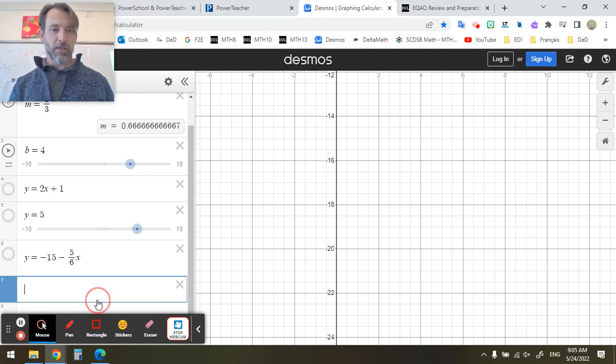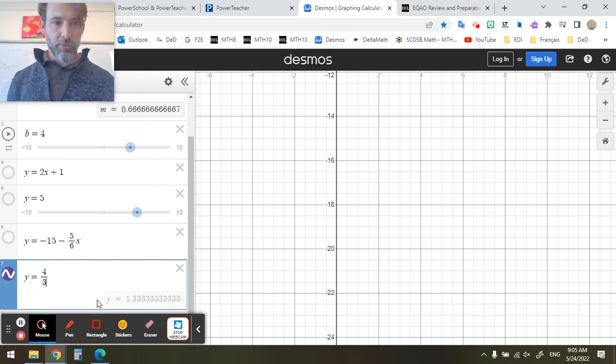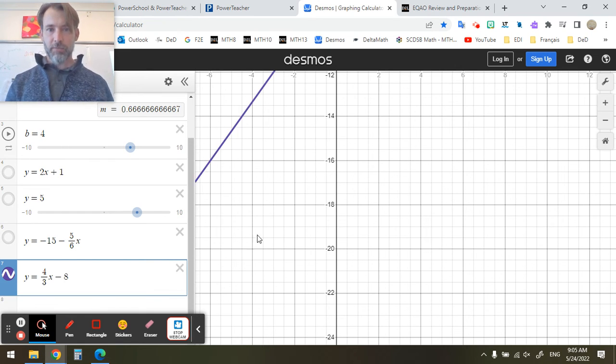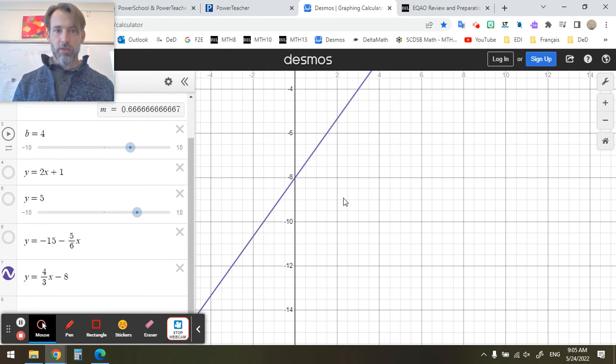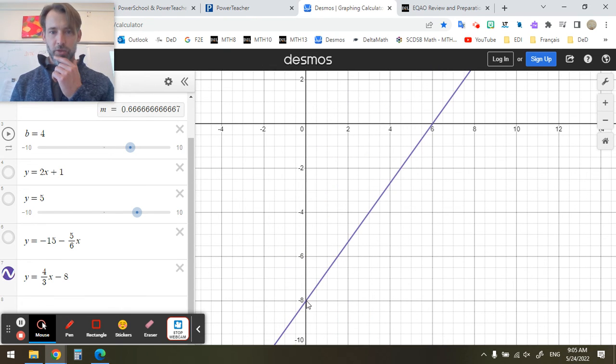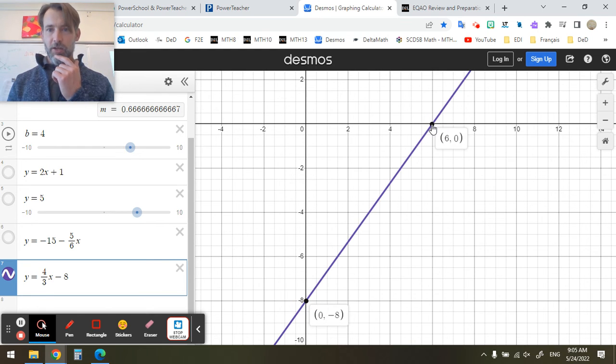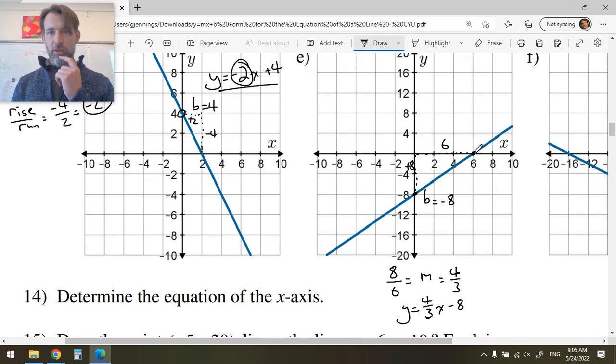Let's have a new line here. Y is equal to 4 over 3 x minus 8. If I come up here, I'll notice that I got this point correct, 0, negative 8, and I'll get that point correct, 6, 0. Okay? And so there's the point 6, 0, there's the point 0, negative 8, and it connects those 2 points, so it's correct.